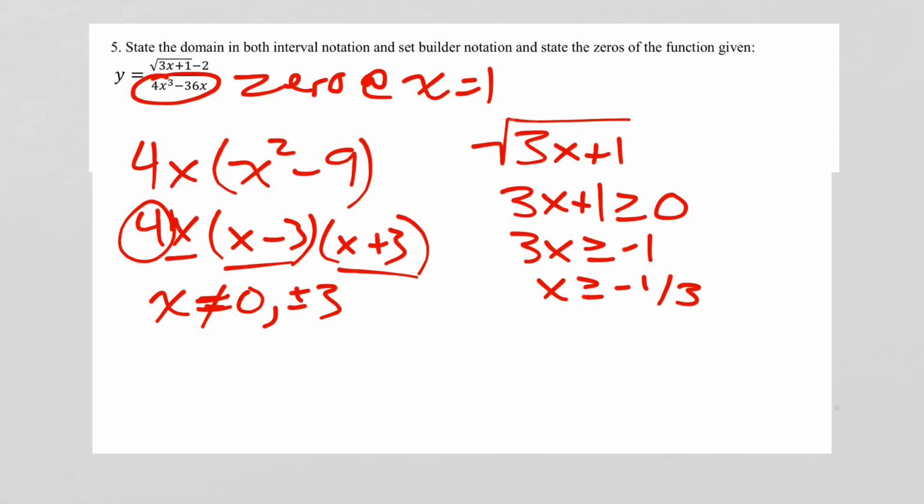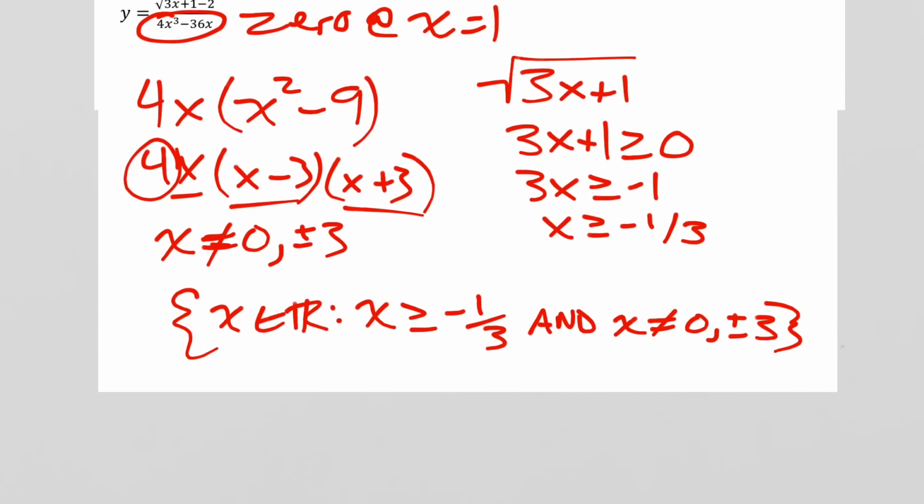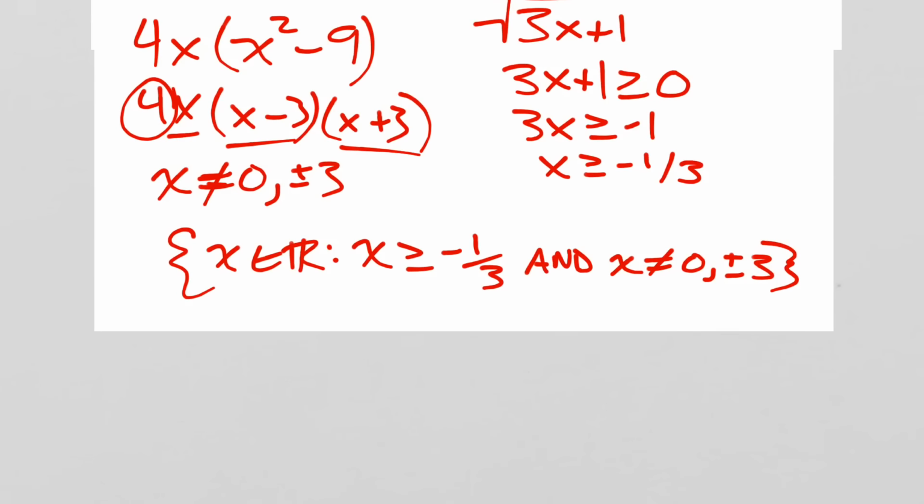So let's put this in set builder notation. x in R such that x is greater than or equal to negative 1/3 and x is not equal to 0 or plus or minus 3. What about interval notation? Interval notation would be saying x is in the interval starting at negative 1/3.